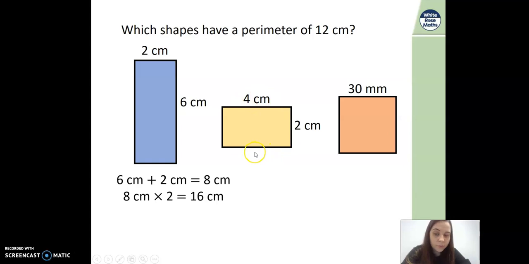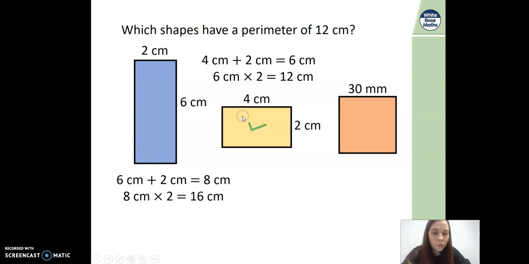So 4 add 4 is 8, then 2 add 2 is 4. Or you could do it 4 centimetres add 2 centimetres, and then times it by 2 is 12. So that one is 12 centimetres. So the perimeter of this shape is 12 centimetres.